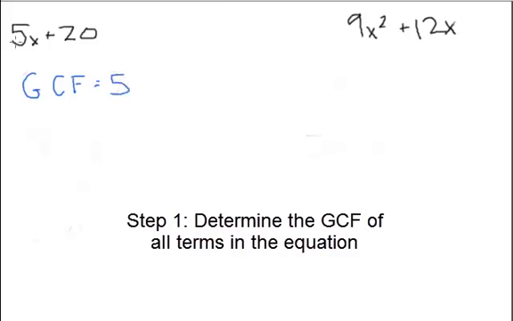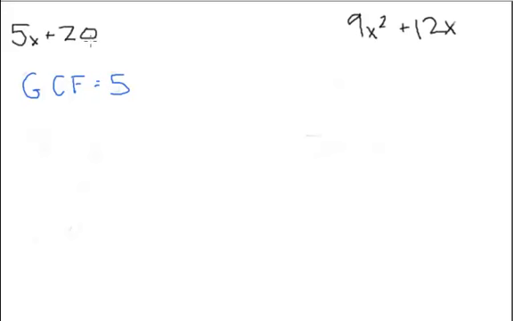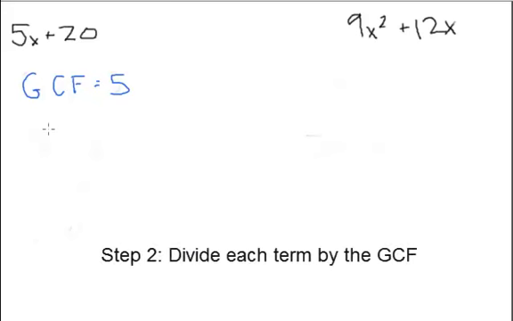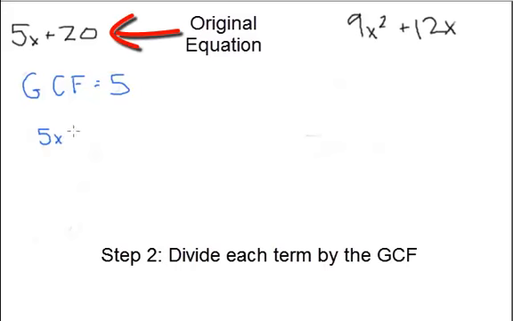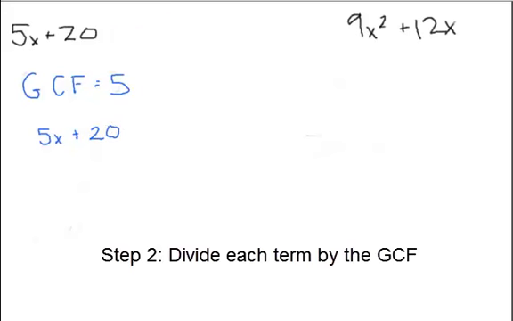I have a variable x here, but no variable here, so I'm just going to leave it as 5 because I can't take variables from both sides. So my greatest common factor is 5. Now my next step is to take the original equation and divide each term by the greatest common factor. So here's my original equation, and I'm going to divide this by 5, and I'm going to divide this by 5.